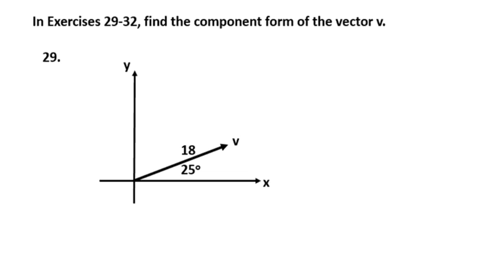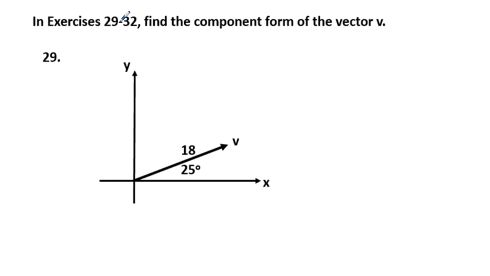This is chapter 6.1, exercises 29 through 38. I'm going to go over the odd number problems here: 29, 31, 33, 35, and 37. And this section of the book, 6.1, has to do with vectors. So we're going to be doing these vector exercises.